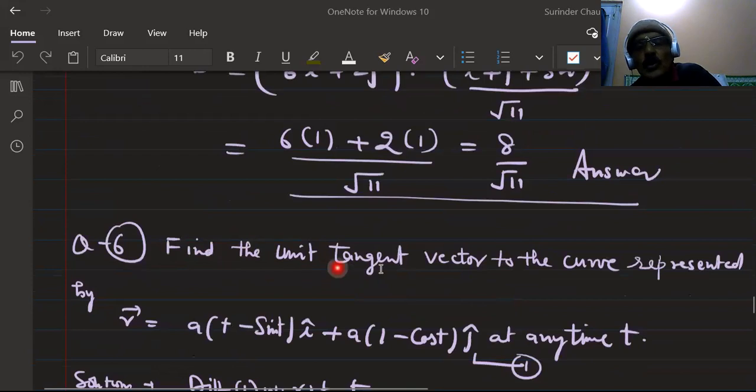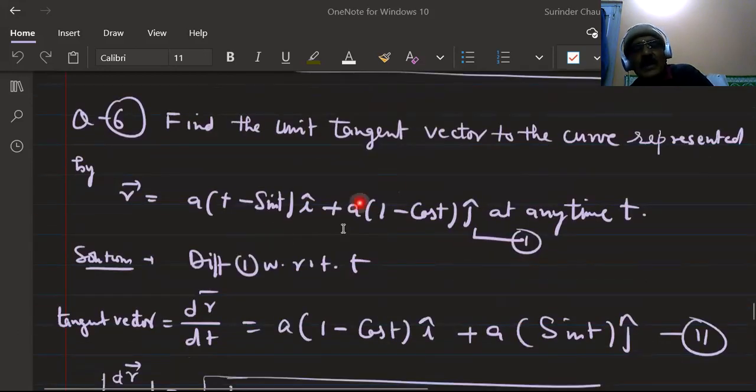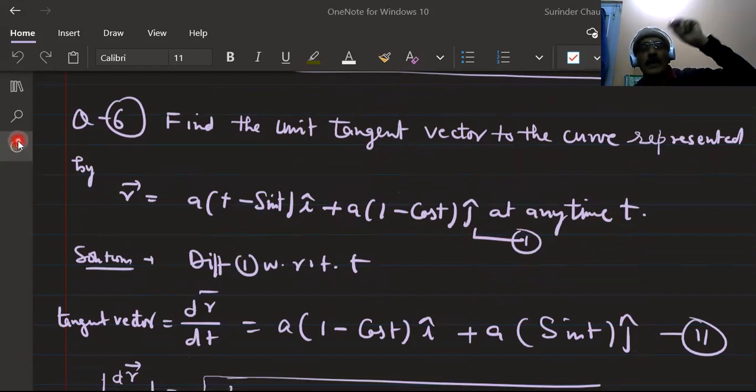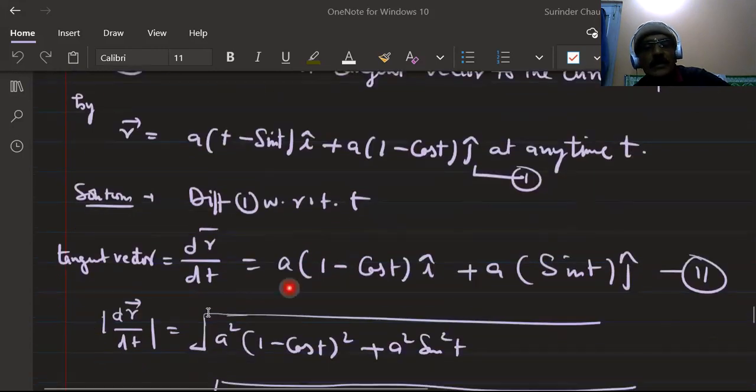Find the unit tangent vector to the curve represented by r equal to a times (t minus sin t) iota plus a times (1 minus cos t) j at any time t. Now this is the curve at any time; the particle is moving along it, and you know the curve here. At any point p, if we differentiate this with time, we will get the tangent at any point of the curve, right? So differentiate this.